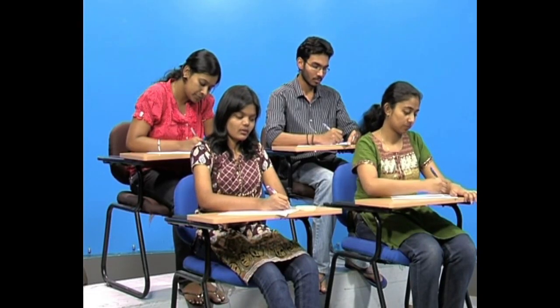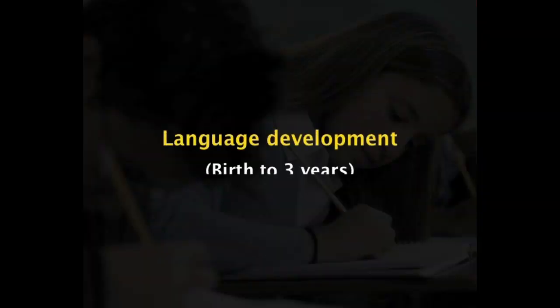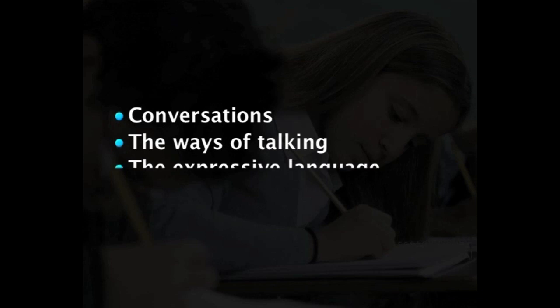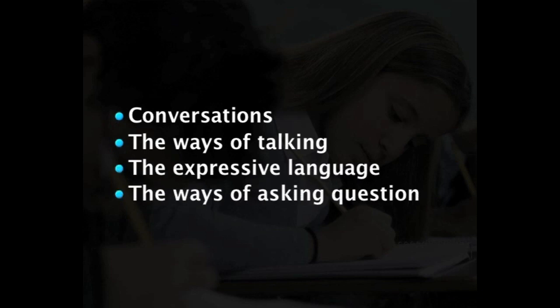After knowing what language development is and the few words like single sentences and holophrases, now let us move on to see how language develops from birth to 3 years. The ability to process, comprehend, retain and integrate spoken language is called receptive skills. It is what children acquire when they learn to listen and understand conversations, the ways of talking, the expressive language and the ways of asking questions.